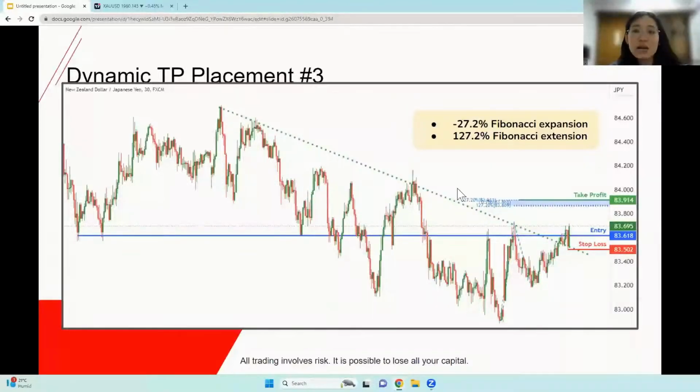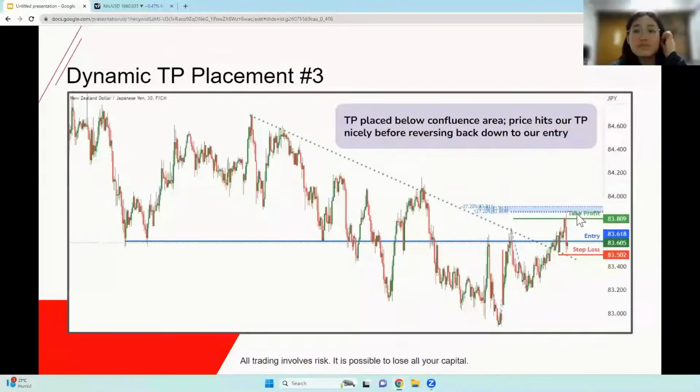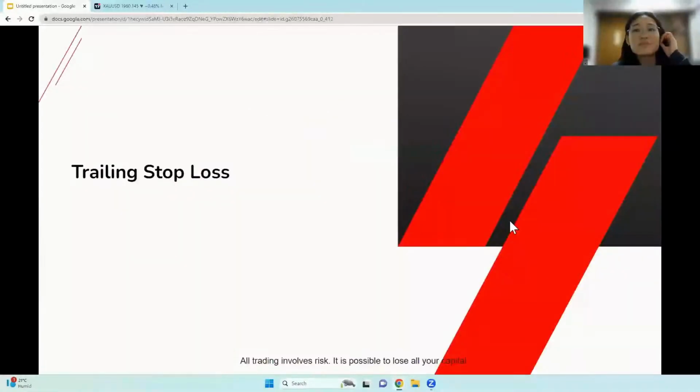Price recently broke out of this descending trend line. Okay, and we have 3 Fibonacci levels that line up with our take profit here. Okay, and price is currently at our entry. You can see if we place our take profit above the confluence area, price would have reversed off of the confluence area and missed our take profit by a few pips. So instead of that, we want to place it right below it instead.